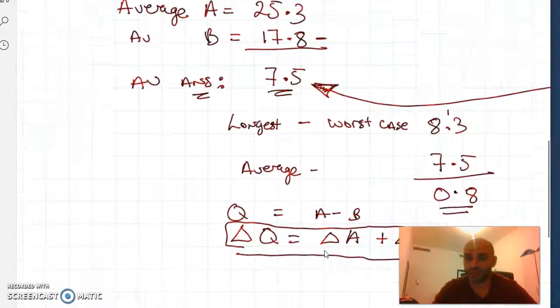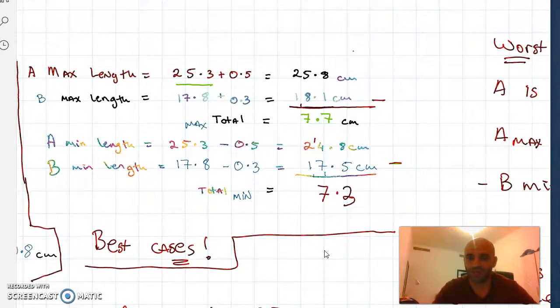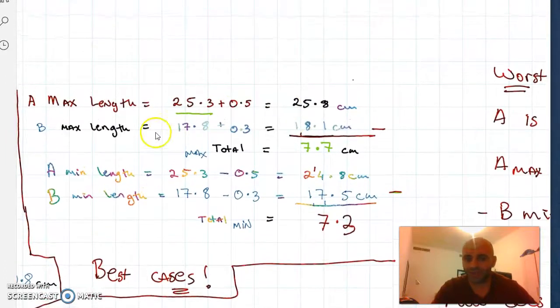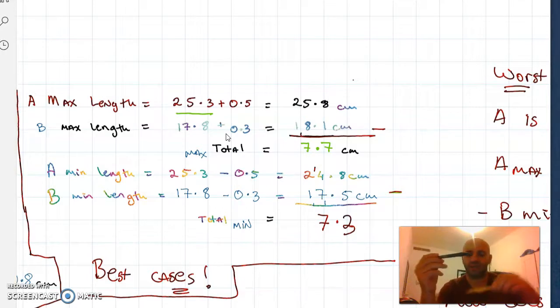And of course there is, and it has to be grounded in logic, and it is. The reason is that if you have the maximum length of both of them, then that's not the worst case scenario for error at all. Imagine that the length of A is this pen and the length of B is this pen. Well, the worst case scenario is that this one was actually the longest possible, so let's say 25.8. And this one turned out to be the shortest possible length, which would have been 17.5.